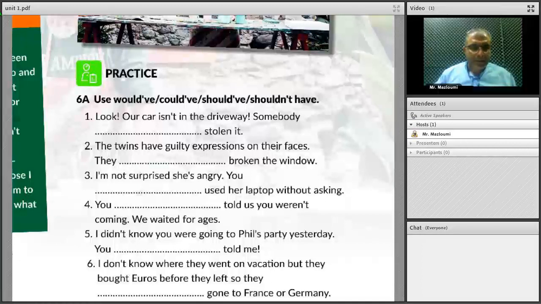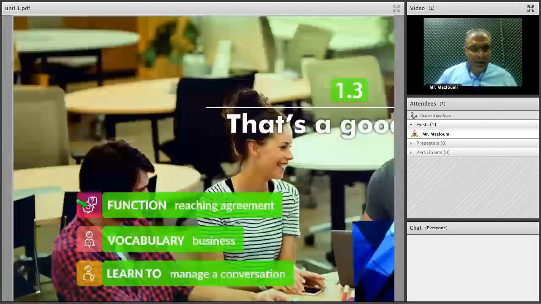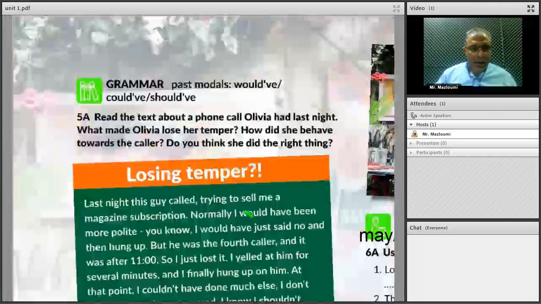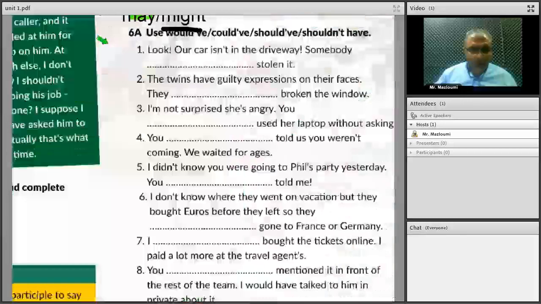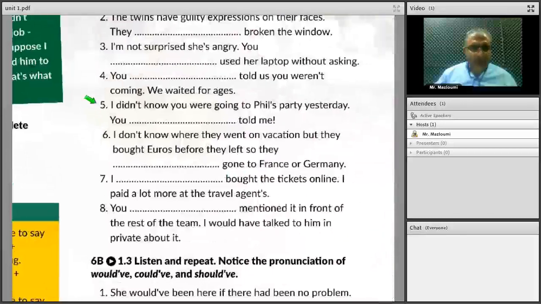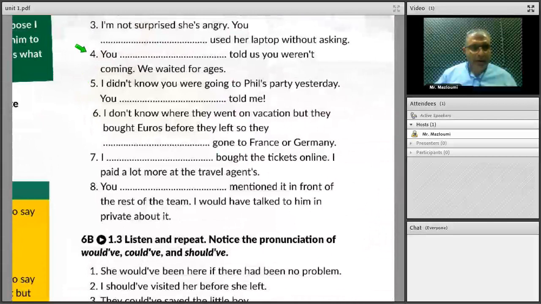Number four, you told us you weren't coming. We waited for ages. We waited for a long time. So, you should have told us. You should have told us you weren't coming, but unfortunately, you didn't. Sorry, everyone. So, you should have told us, but you didn't tell us. So it was a mistake. You should have told us.